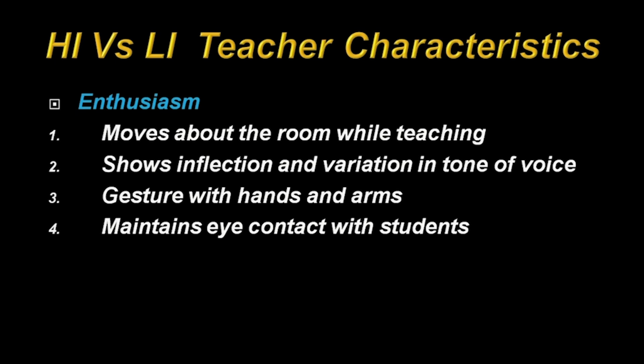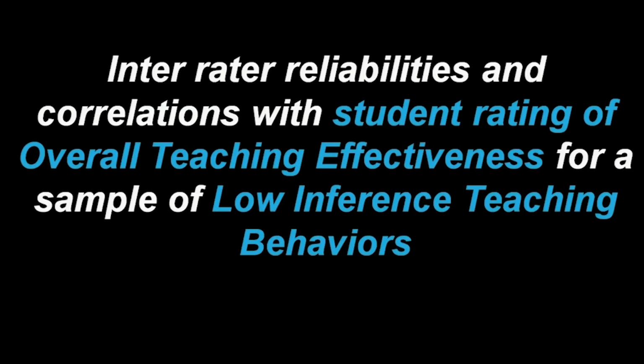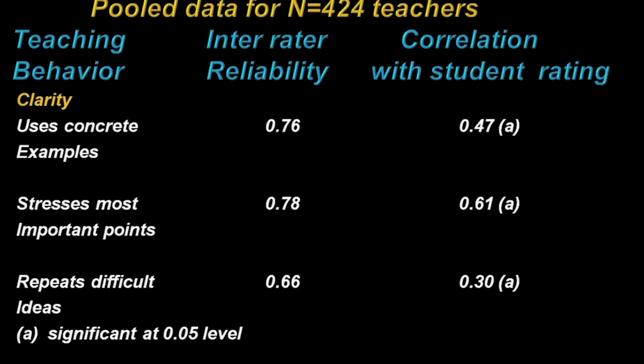Now, inter-rater reliabilities and correlations with student ratings of overall teaching effectiveness, for example, of low inference teaching behaviors. Pooled data for N equal to 424 teachers. 424 teachers agreed to submit themselves for evaluation, and clarity was the teaching behavior which was being measured.